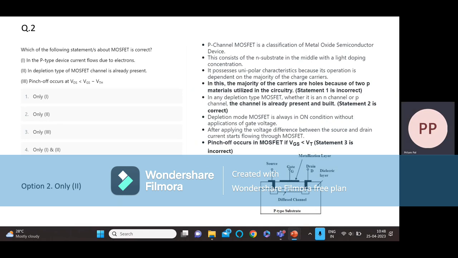To solve this question, first you must have a proper idea on how this device works, whether it is a P channel, N channel, enhancement type, depletion type, whatever. You just need to have a basic idea on this type of MOSFET, like its working function, and what the majority and minority charge carriers are, which are basically responsible for the current flowing in the circuit.